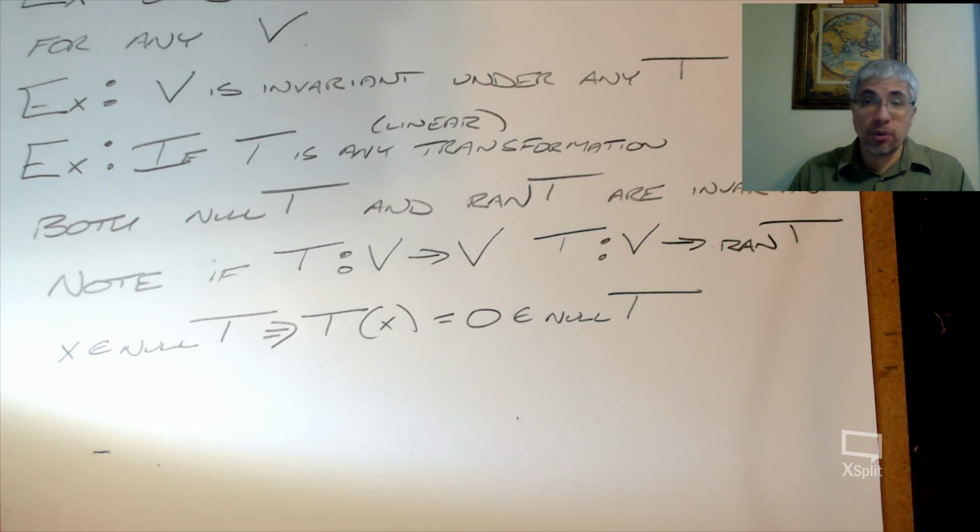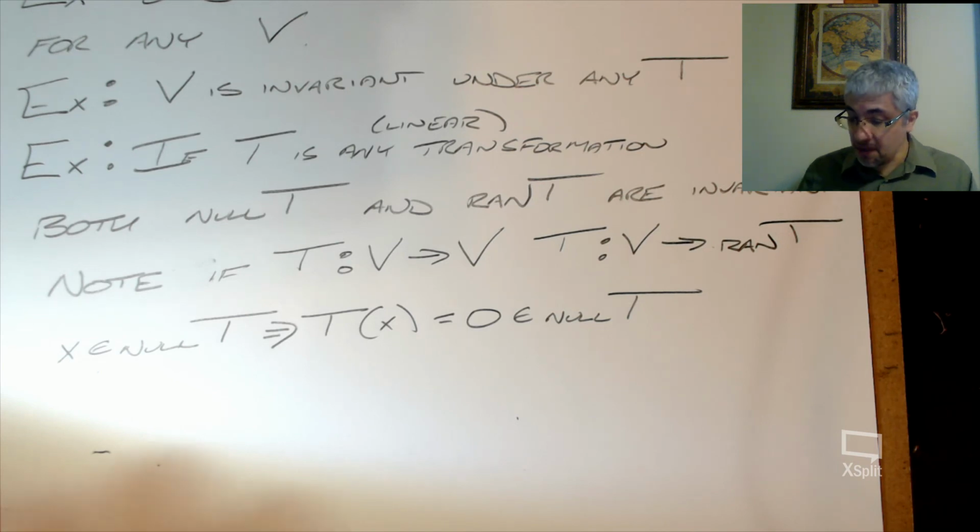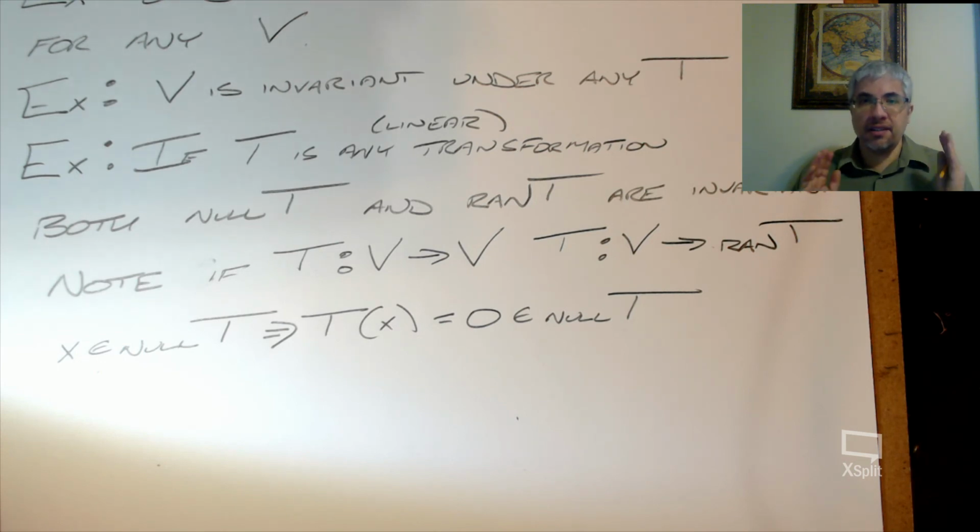Now, of course, if you have more information about your vector space, if you have some information about what specifically your transformation is, then you can put that together and get more specific and more detailed answers. But these 4 things, even though they sometimes coincide, will always be invariant subspaces.